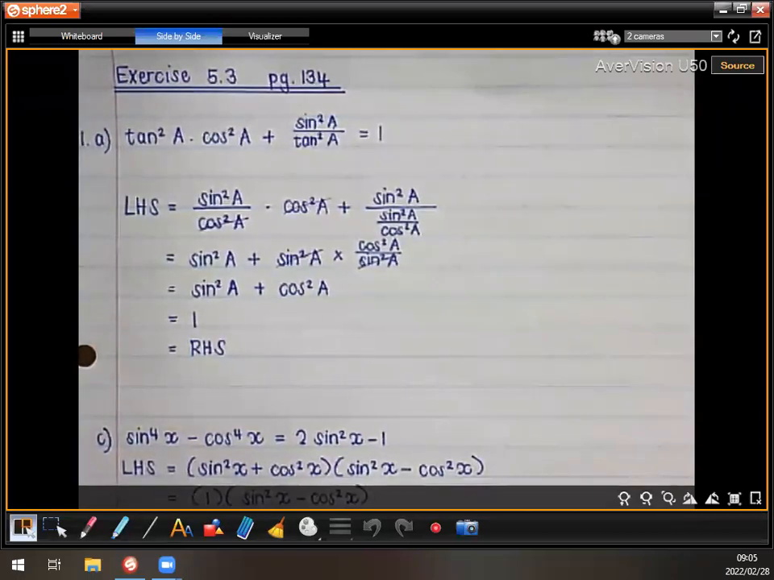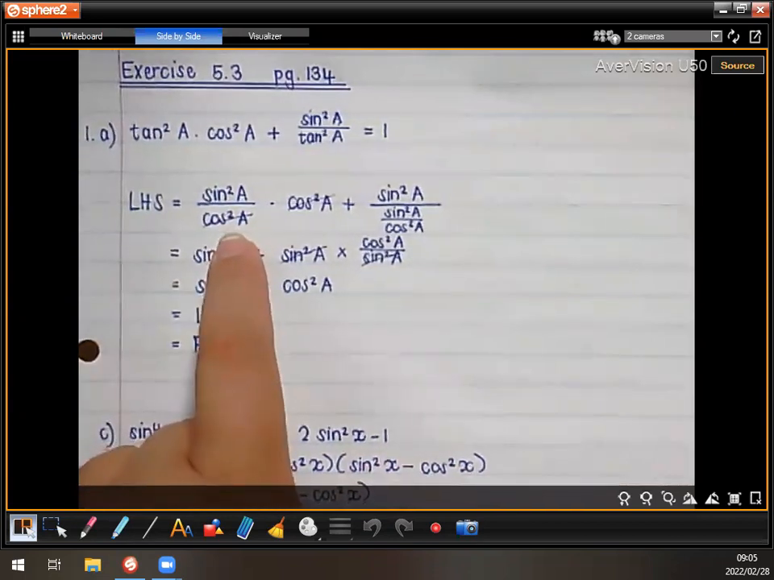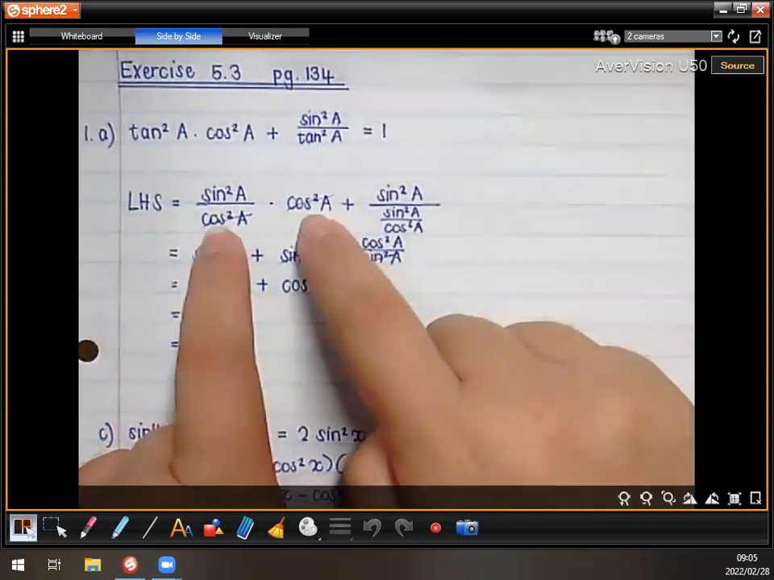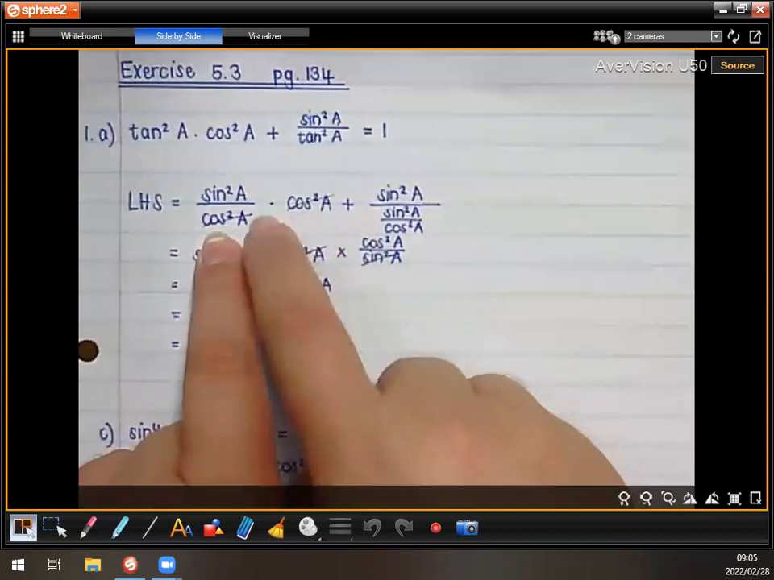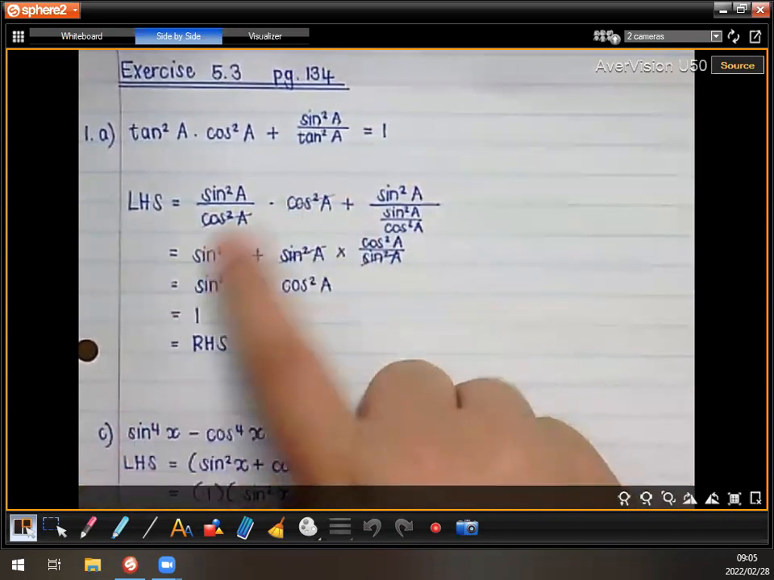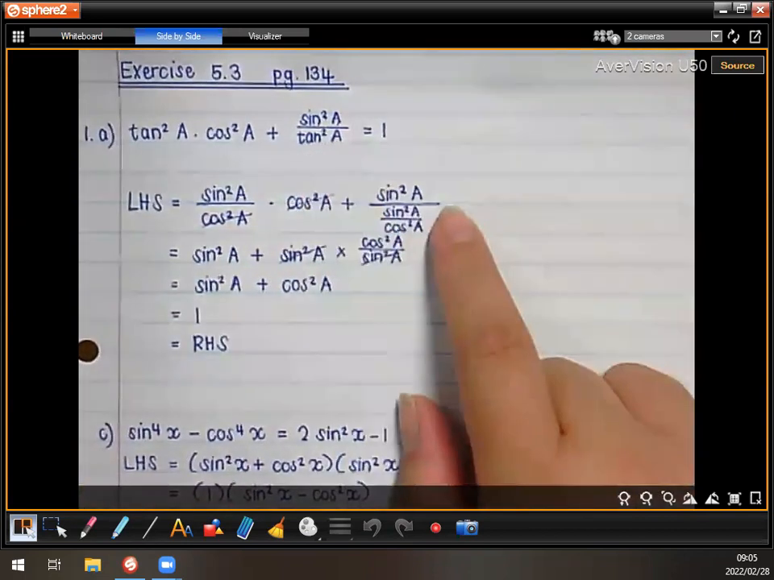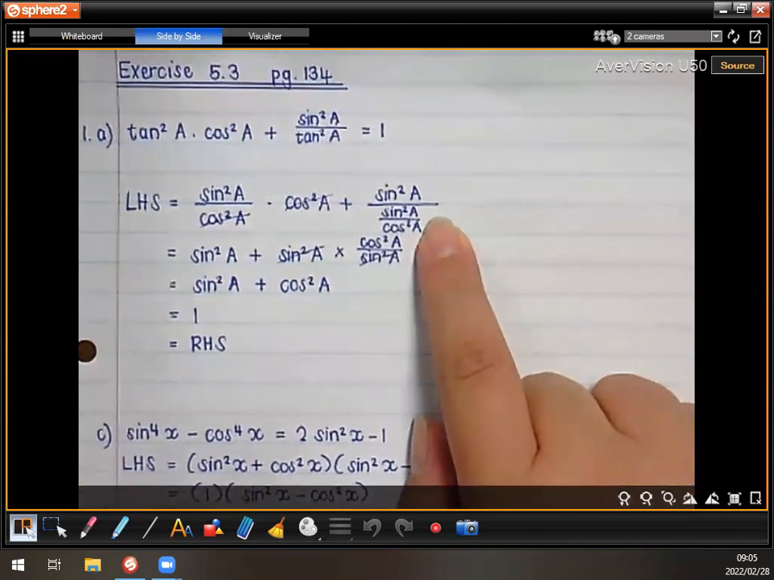Alright, so the first term, you just change that to sine squared over cos squared, and then those two would cancel each other out, right? Because this is actually cos squared over 1, so they would cancel out. The second term squared, you also change to sine squared over cos squared.